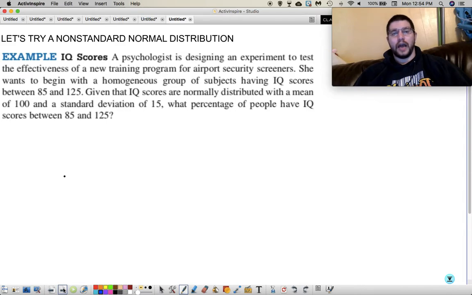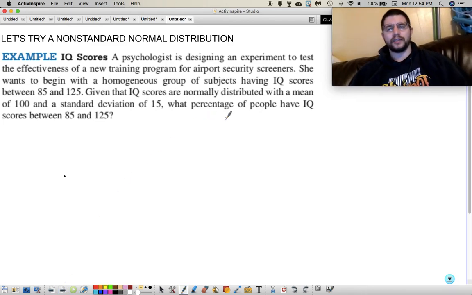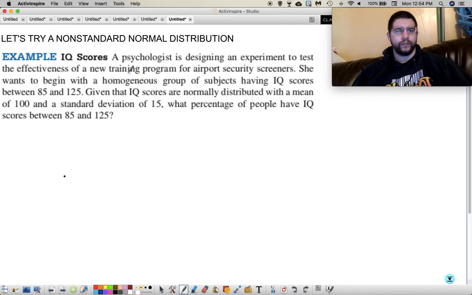Let's try a couple that are non-standard normal distributions. So that means we're going to have mean and standard deviation that are not 0 and 1. So a psychologist is designing an experiment to test the effectiveness of a new training program for airport security screeners. She wants to begin with a homogeneous group of subjects having IQ scores between 85 and 125. Given that IQ scores are normally distributed with a mean of 100 and a standard deviation of 15, what percent of people have IQ scores between 85 and 125?